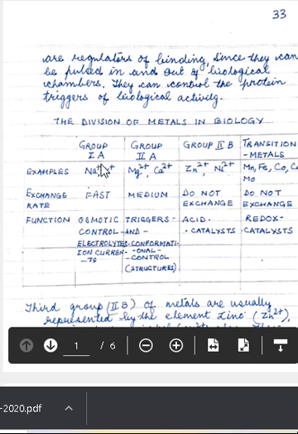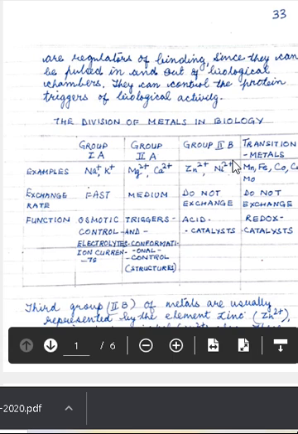First we take up group first A. Examples are sodium and potassium. Exchange rate is very fast and function is osmotic control and electrolyte current. Magnesium and calcium: the exchange rate is medium and function is triggers, conformational control.